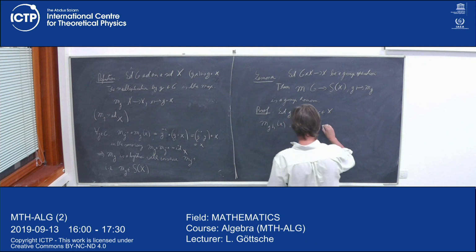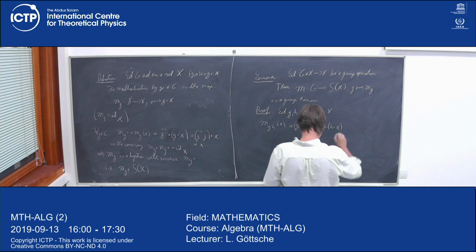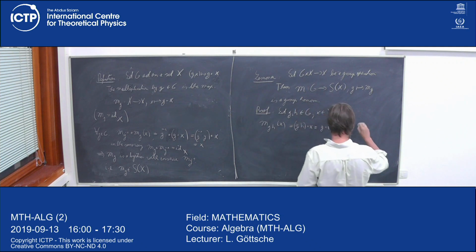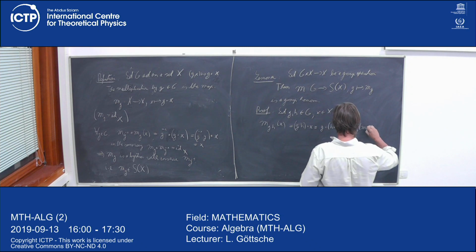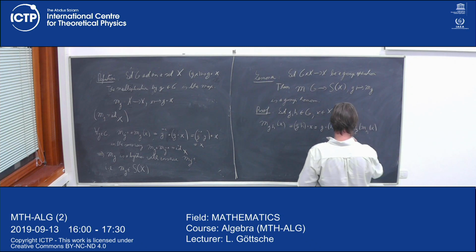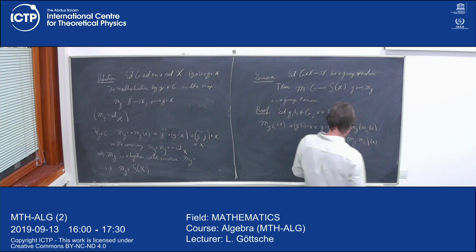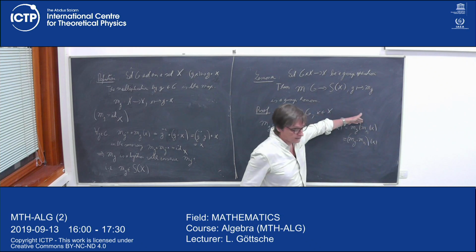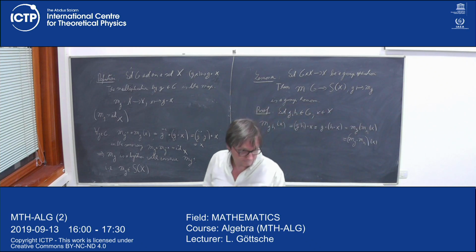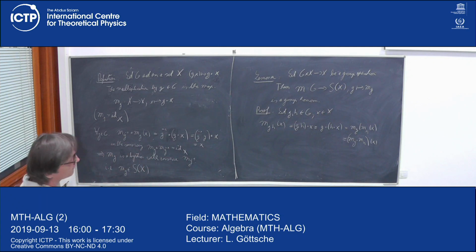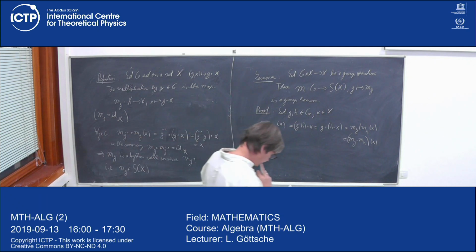This is g times h times x. This is m_g of m_h of x, which is m_g times m_h of x, because the group structure here is composition. Okay, so it's a group homomorphism.